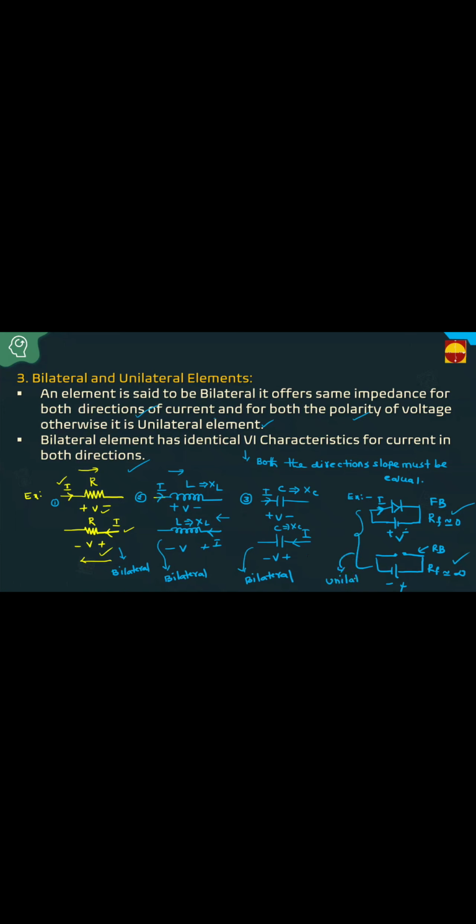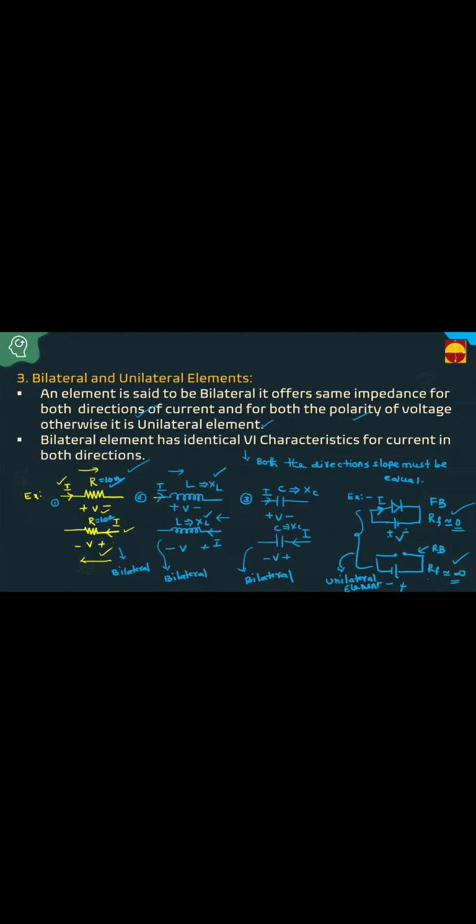Clear? Understood? What exactly is a bilateral element? What exactly is a unilateral element? See, for example, this is 10 ohms. I'm using the same 10 ohms, but I'm changing the current direction. Here also 10 ohms, here also 10 ohms. Clear? For example, reactance is XL. For the same element, I change only the current direction and polarity. Here also XL only. But here, plus minus forward bias, 0. Minus plus reverse bias, infinite.